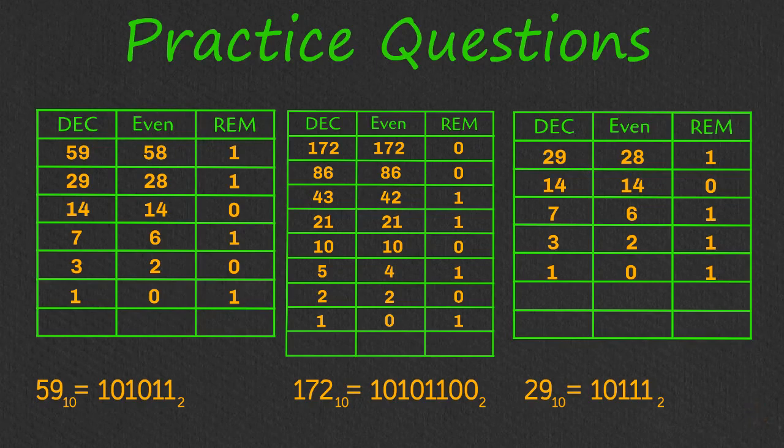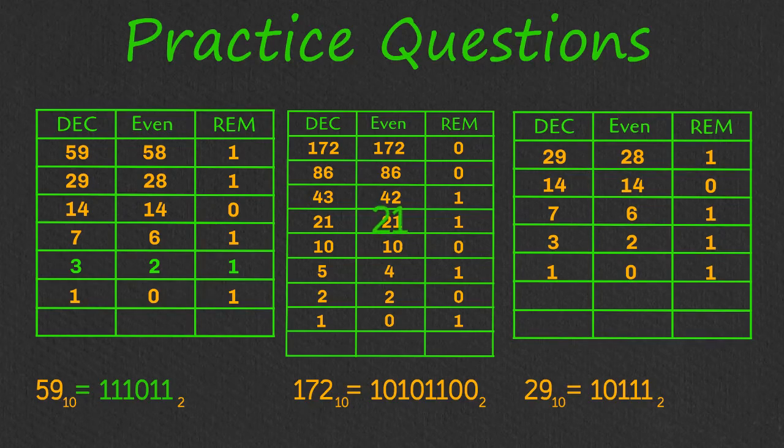And here are the mistakes in each. The first table, 59, has a mistake in the second to last row. The remainder is incorrectly recorded as 0 instead of 1. So the right binary answer is 59 in decimal is equal to 111011 in binary.